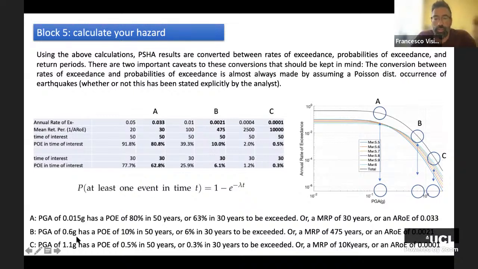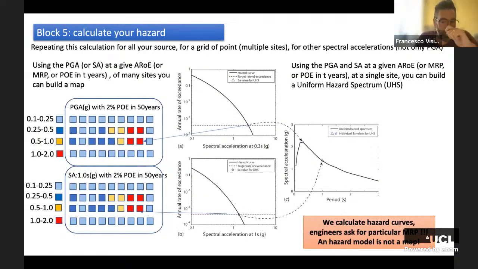So it's basically always equivalent to say, for example, for the point B, that a PGA of 0.6 g has a probability of exceedance of 10% in 50 years, or 6% in 30 years. Or we can talk about the mean return period, which is 470 years, or an annual rate of exceedance that is 0.0021. These are always the same. We are talking about the same object.